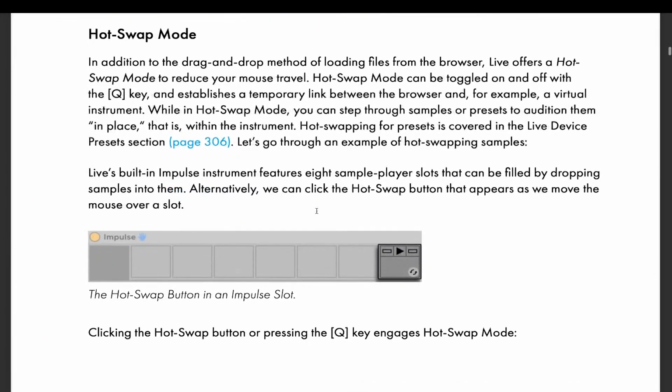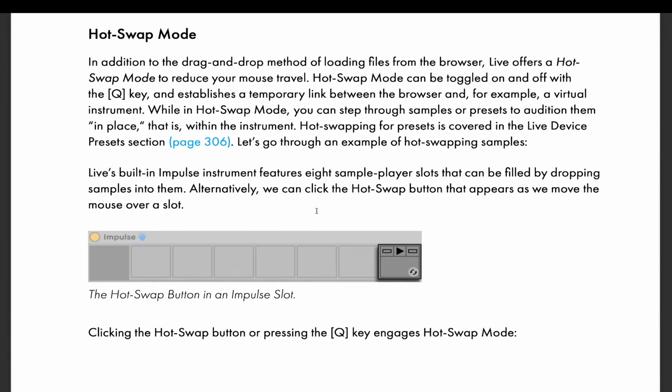Hot swap mode. In addition to the drag and drop method of loading files from the browser, Live offers a hot swap mode to reduce your mouse travel. Hot swap mode can be toggled on and off with the Q key and establishes a temporary link between the browser and, for example, a virtual instrument. While in hot swap mode, you can step through samples or presets to audition them in place, that is, within the instrument. Hot swapping for presets is covered in the Live Device Presets section, page 306.